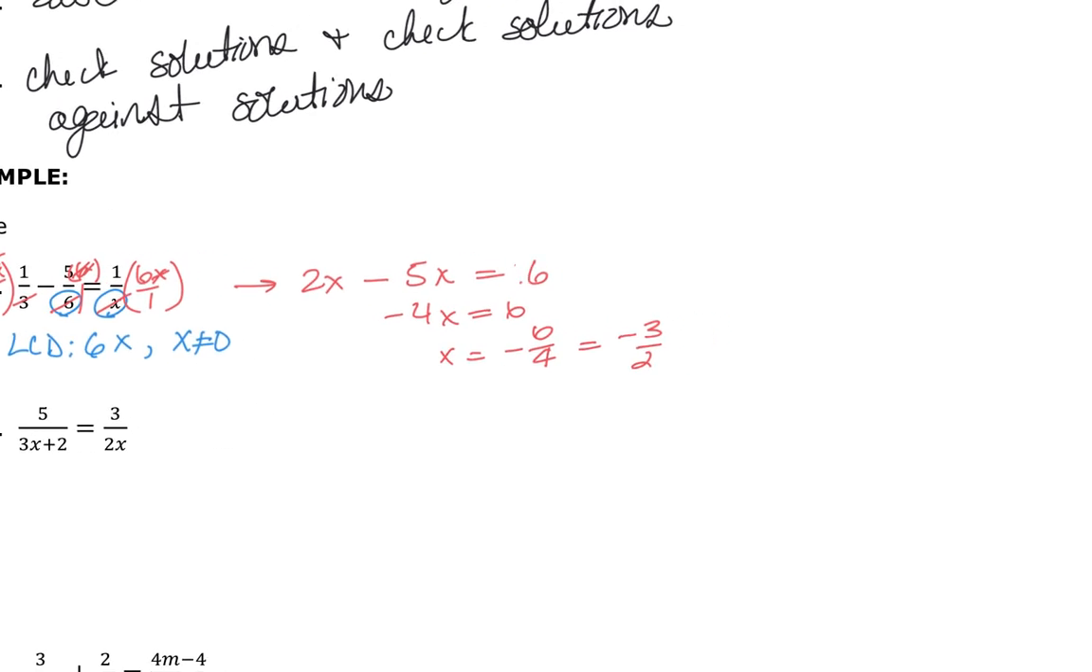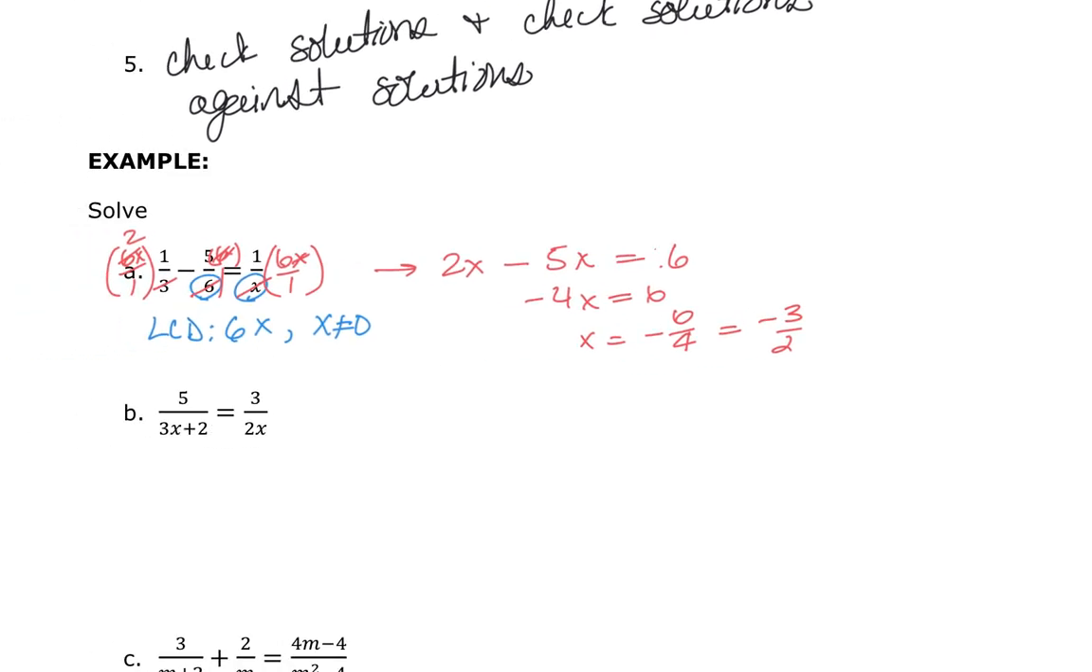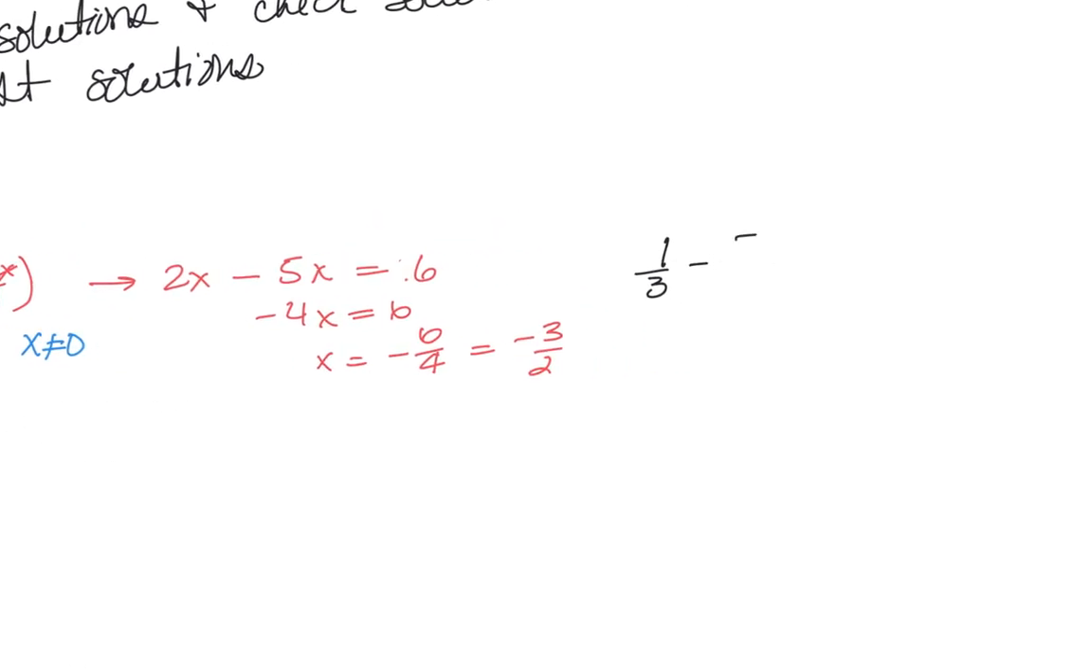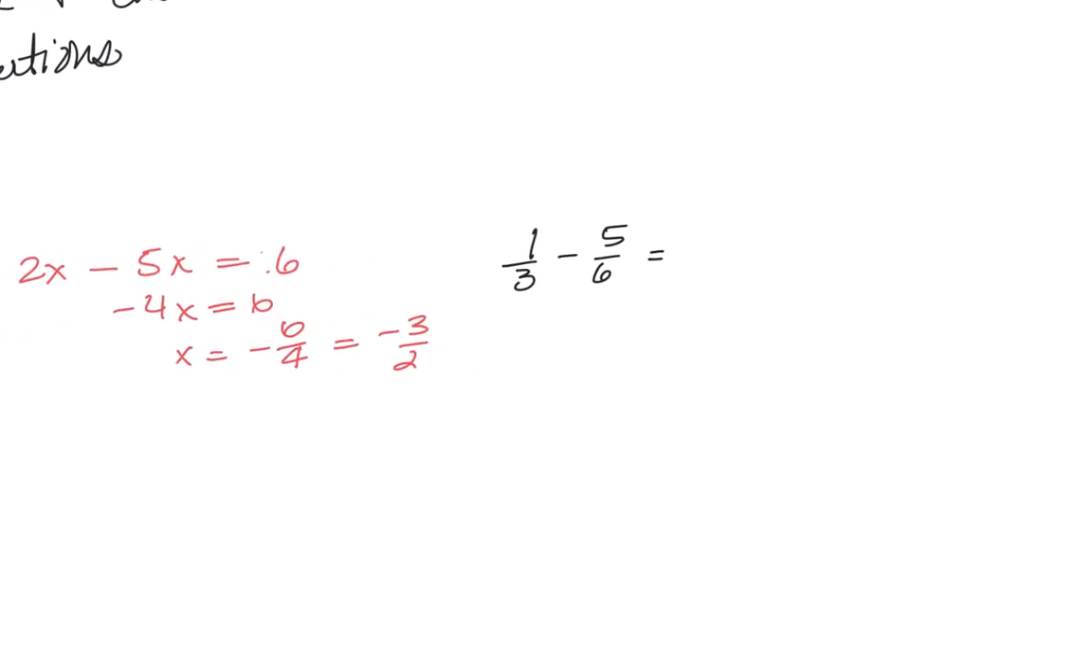Now I should check this, so let's go back and put it in the original equation, which is 1/3 minus 5 over 6 is equal to 1 over x. So 1 over negative 3/2. Checking to see if this works. So on the left-hand side, unlike before, since I am checking it, I'm going to multiply this by 2, numerator and denominator. So I end up with 2 over 6 minus 5 over 6.